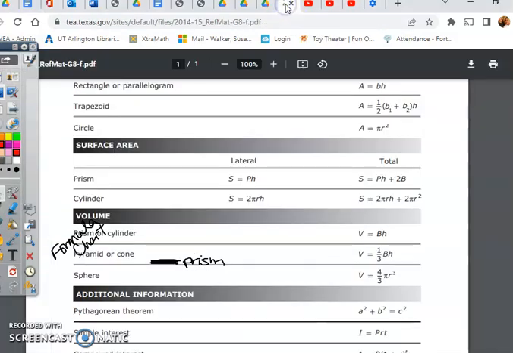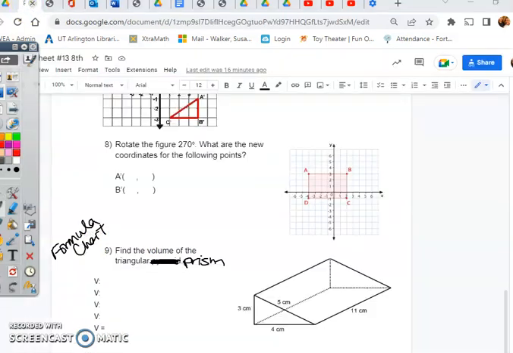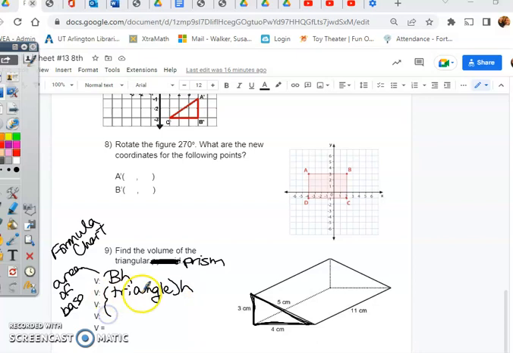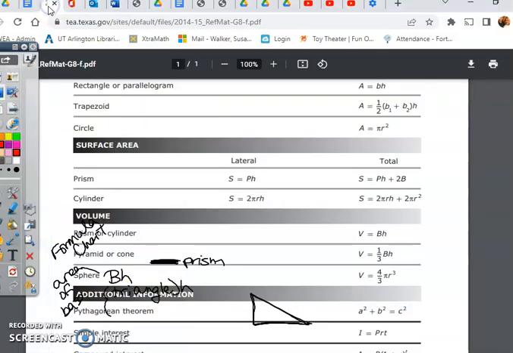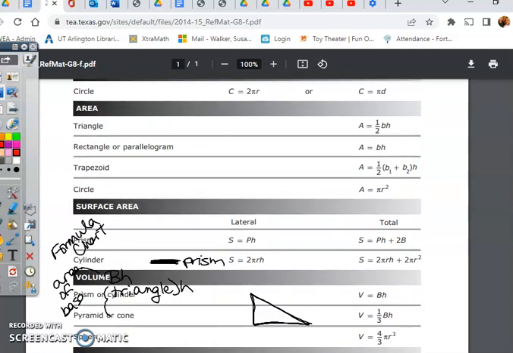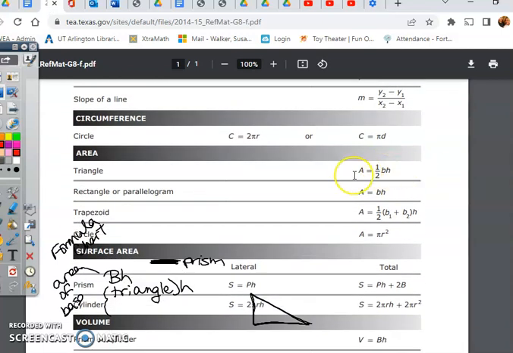Let's see. Okay. Prism is big BH. Big B means area of base. So the base, remember, is how you name it. This is a triangular prism. Therefore, the base is a triangle. It's not what it's sitting on, okay? So I need area of a triangle. A equals half BH.